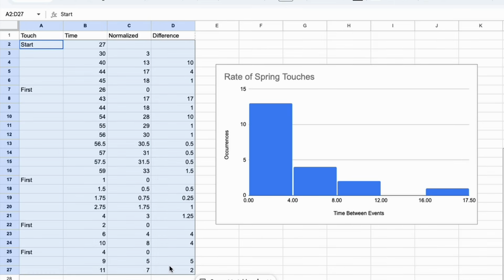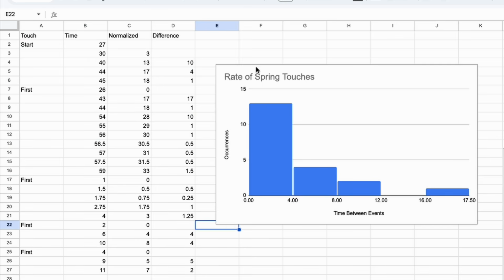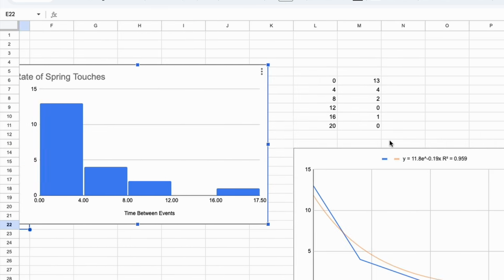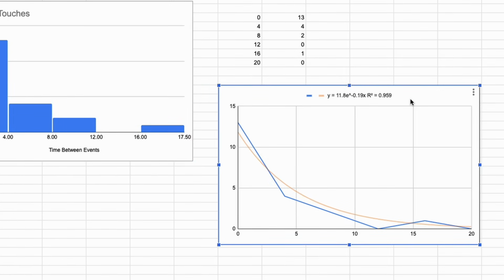I hypothesized that the cat touching the spring would follow a Poisson process, where the time between touches follows an exponential distribution. I painstakingly measured a bunch of videos of my cat touching springs, measured the time between touches, put them in a graph, and sure enough, they do nicely follow an exponential distribution. After fitting the model, we found that our exponential parameter lambda is equal to 0.19. Now, the expected value of an exponential distribution is 1 over lambda, which gives us around 5.26 seconds between touches on average.